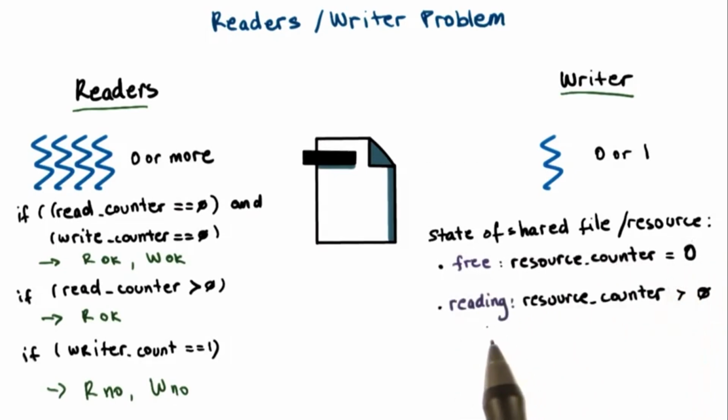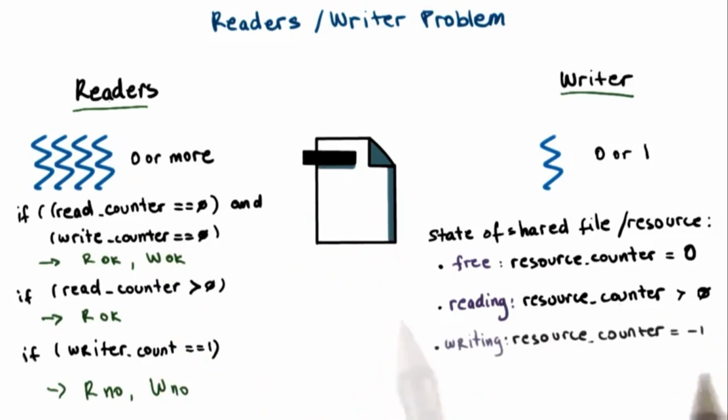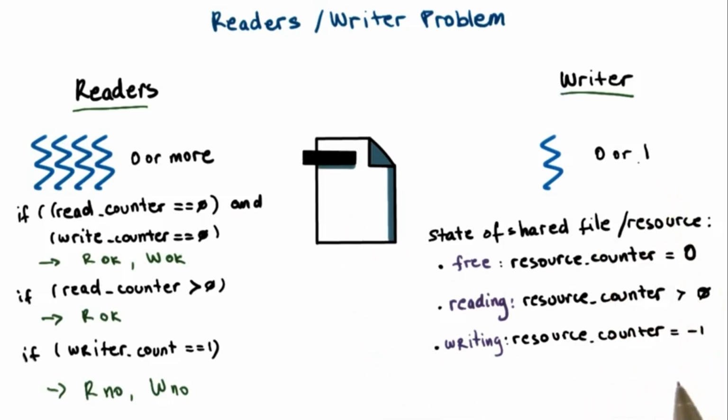If the resource is accessed for reading, then this resource counter variable will be greater than 0. And so it will be actually equal to the number of readers that are currently reading this file. And let's say we can encode the fact that currently there is a writer, somebody's writing to this resource, by choosing that in that case the resource counter variable should take the value -1. And of course this will indicate that there is exactly one writer currently accessing the resource.